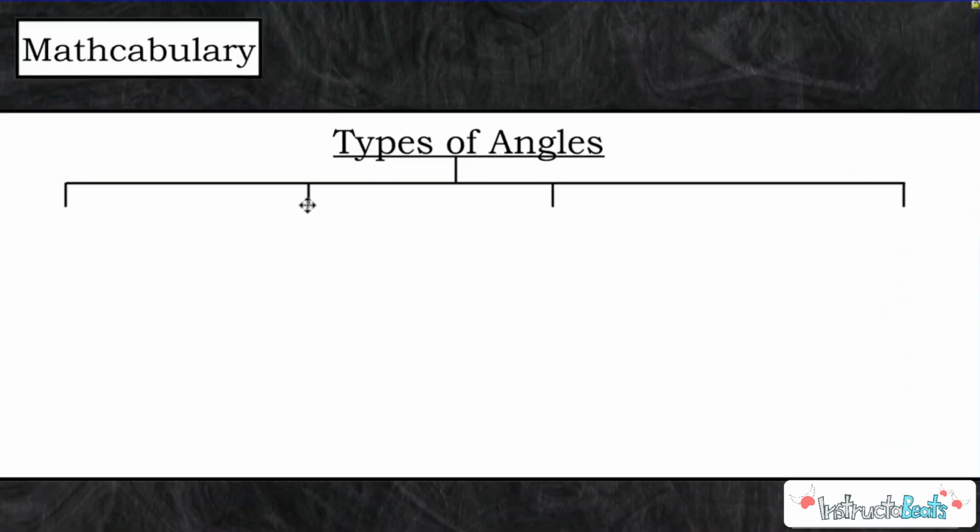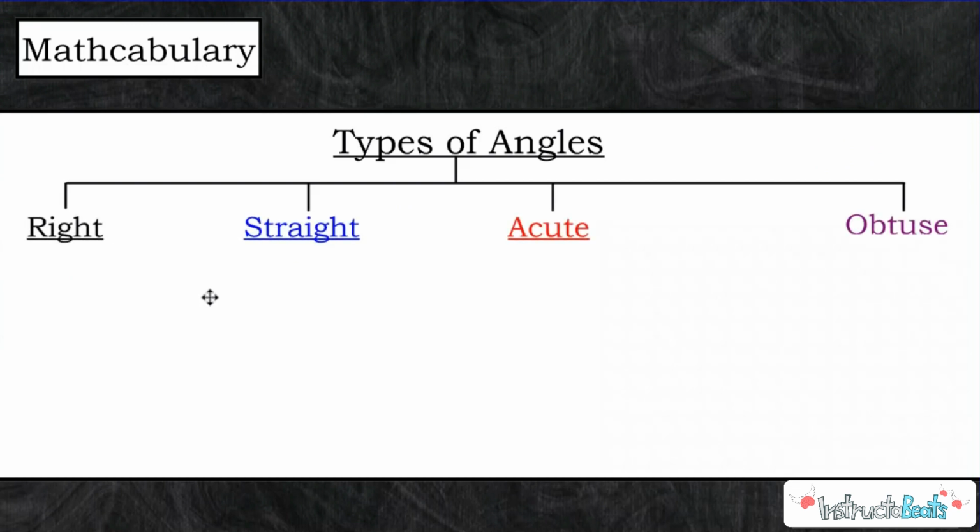So here we have our classic tree map, and we're actually going to be talking about 4 different types of angles today. A right angle, which we've talked about a little bit, a straight angle, an acute angle, and an obtuse angle. But first, let's start with the right angle.